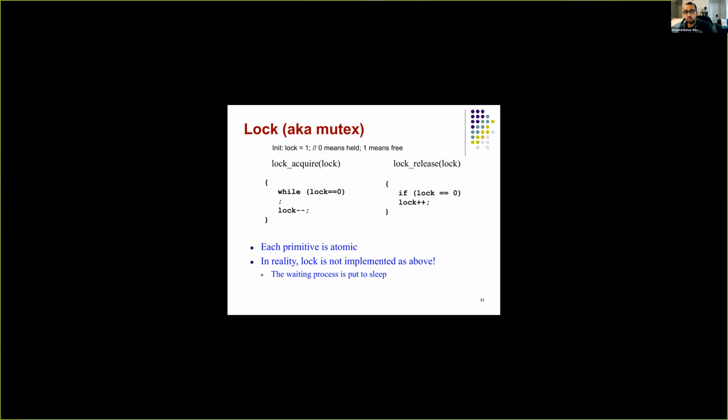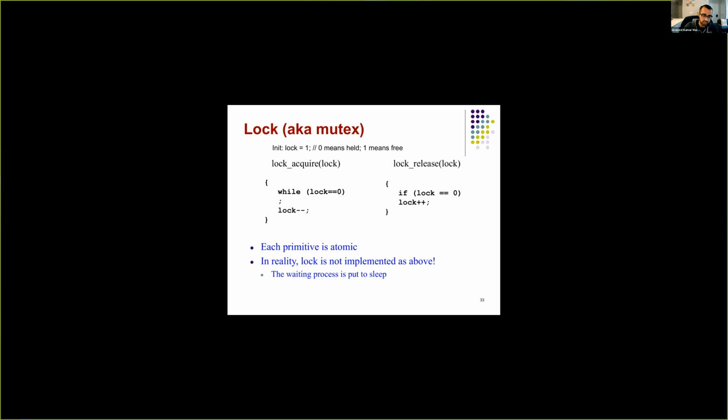Once you know that the lock is released, you decrement the lock to make it 0, which indicates you have acquired the lock. Then the lock release will check if the lock is held. That means when lock is 0, and if it is held, it will increment the lock to notify that the lock is released. Initially the lock will be released. So when the value of lock is 0, that means the lock is held, and when the value of lock is 1, that means the lock is free.